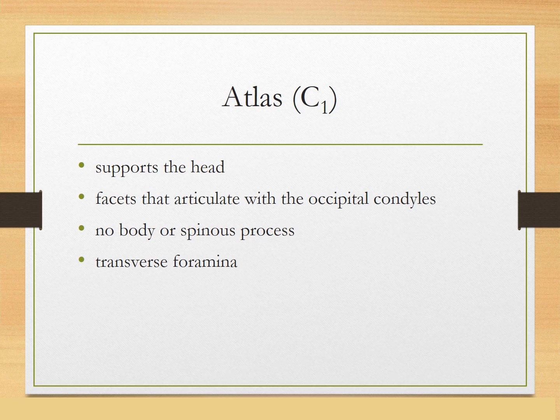The first, C1, is also known as atlas. This is the vertebrae that articulates with the occipital condyles of the occipital bone. This supports your head. This vertebrae is very round in shape, does not have any body or spinous process. It does contain the transverse foramina. This forms a joint with the occipital bone that allows you to nod your head yes.